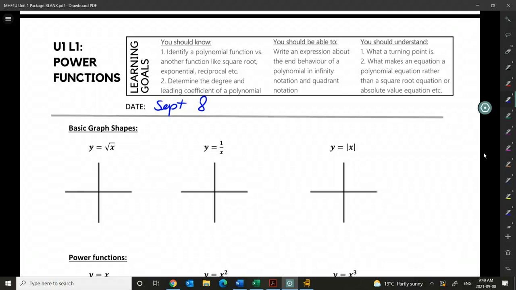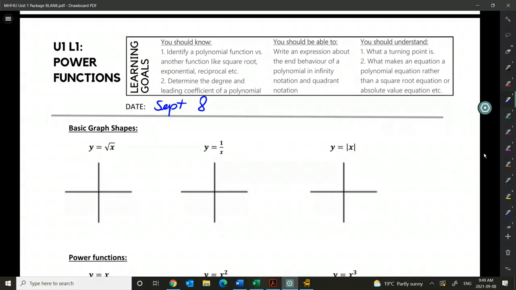All right, so first unit, first lesson of advanced functions. This is power functions. A couple things that I just want you guys to note that you will see on every lesson as well is what we call learning goals. It's something that I have to have in my documentation, but it's also for you guys as well.